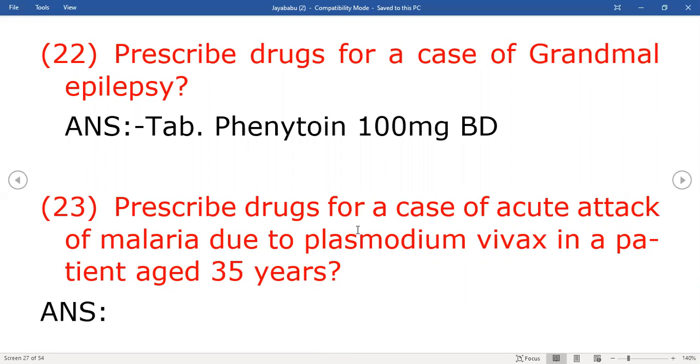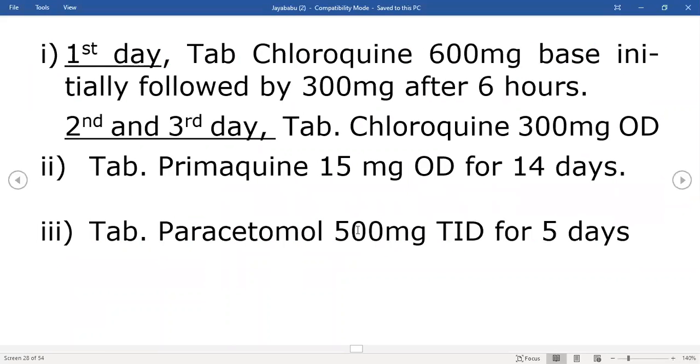Prescribe drugs for a case of acute attack of malaria due to Plasmodium vivax in a patient aged 35 years. So the patient is suffering with Plasmodium vivax, and what are the drugs to be advised? So initially on the first day, tablet chloroquine 600 mg base, followed by 300 mg after 6 hours. And in the second and third day, tablet chloroquine 300 mg OD, plus tablet primaquine 15 mg OD for 14 days, and then paracetamol for 5 days.